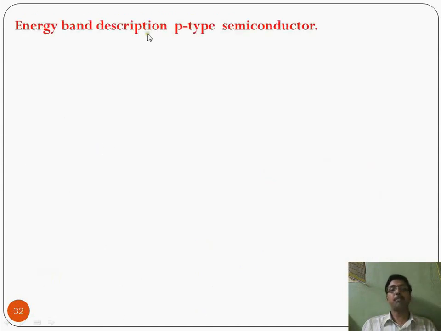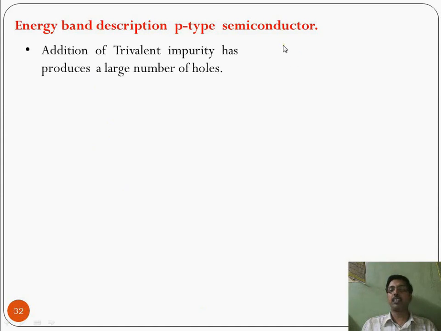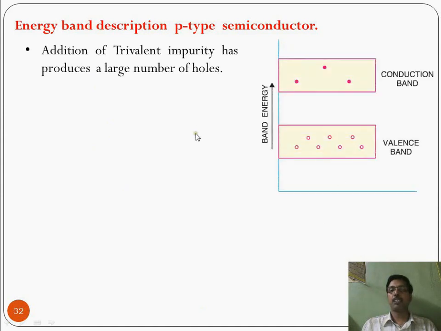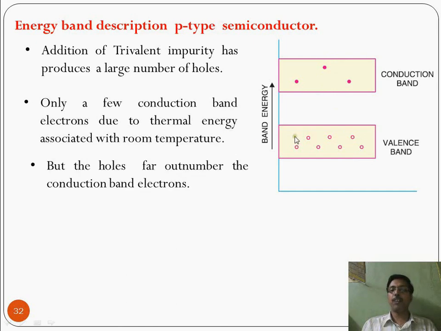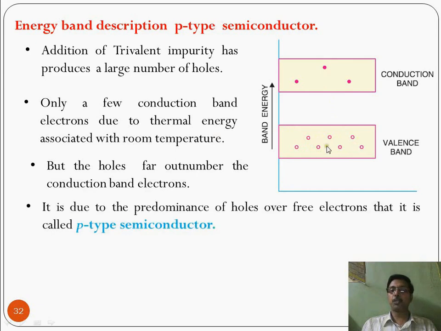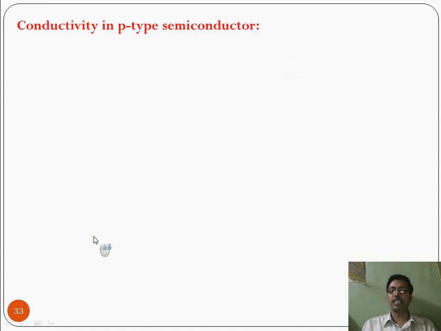Now, the energy band description of a p-type semiconductor. Look at that energy band diagram. The addition of trivalent impurity produces a large number of holes. Only a few conduction band electrons are available due to thermal energy at room temperature. But the holes far outnumber the conduction band electrons. It is due to the predominance of holes over free electrons that it is called a p-type semiconductor.